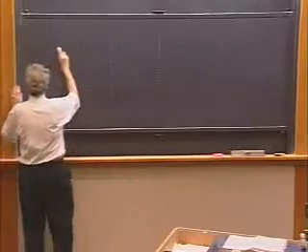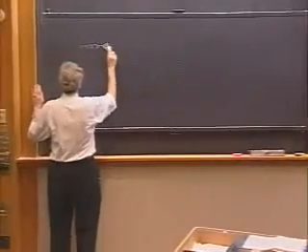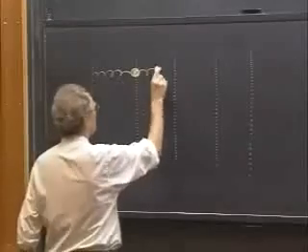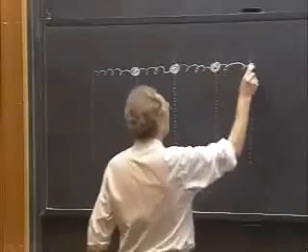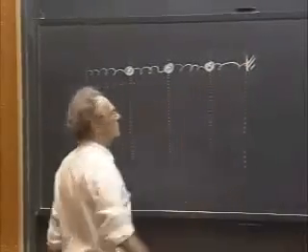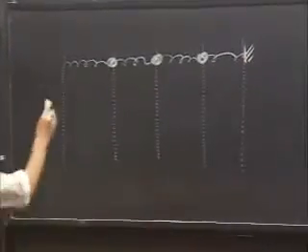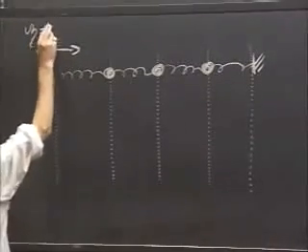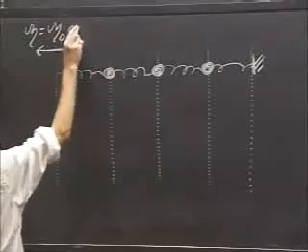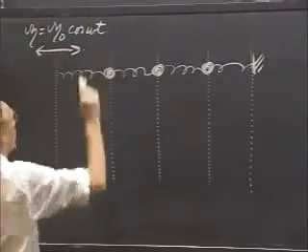In other words, I have here a spring, and here is the first mass, second mass, third mass, and here it is fixed. And I'm going to drive it here with a displacement eta, which is eta 0 times cosine omega t.